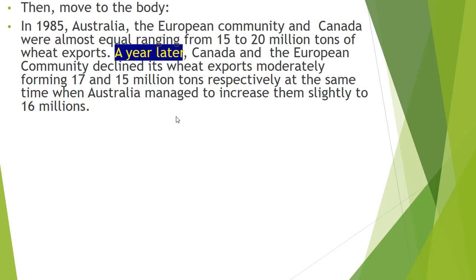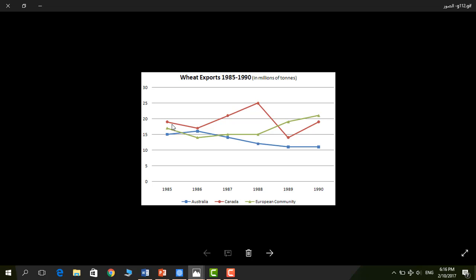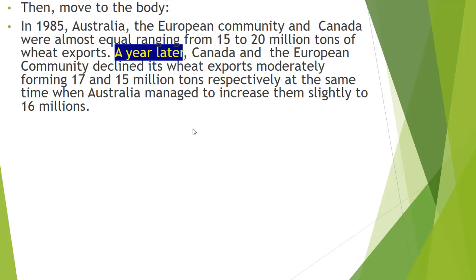A year later, I did not say then or afterwards or in 1986. I said a year later to change the structure. Canada and European Community declined its wheat exports moderately, forming 17 to 15 million tons respectively, at the same time when Australia managed to increase them slightly to 16 millions. Look at what happened. A year later, what happened? Only Australia increased and Canada and European Community declined. Okay, so this is what we mentioned here. Canada and European Community declined and Australia increased.